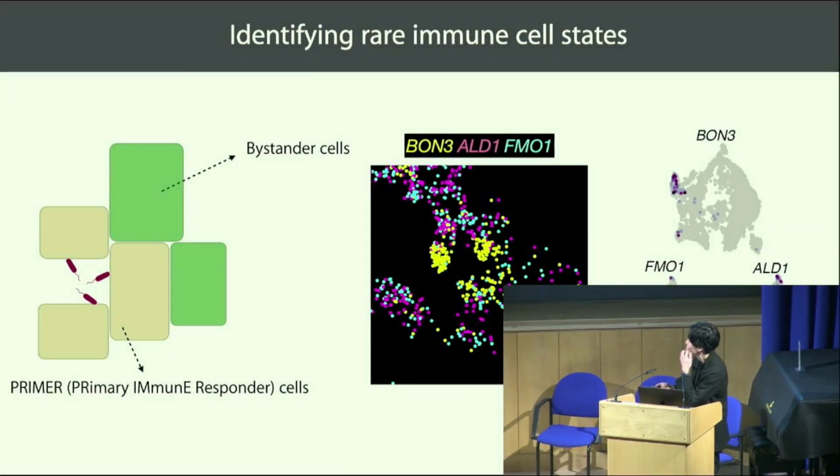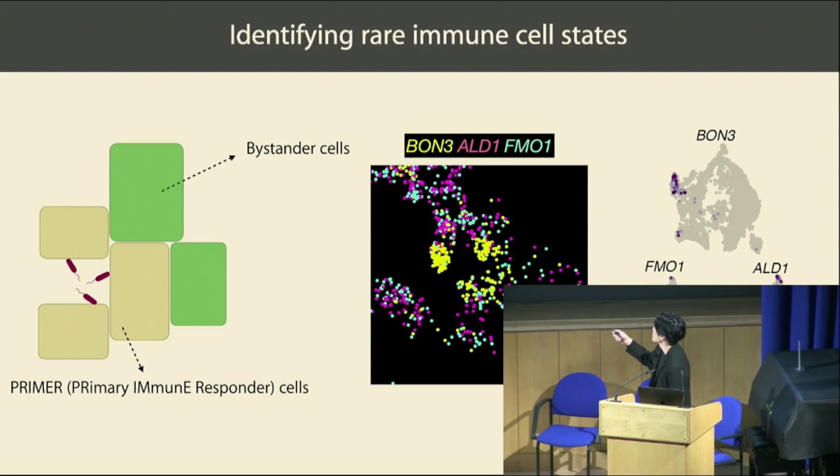So to cut a long story short, we think we identified two fundamental immune cell states. One is a cell that is in direct contact with the pathogen. We call them primary immune responder cells, or primer cells. The other state includes cells surrounding those primer cells, so we call them bystander cells. So it's conceptually very simple, right? But they are fundamentally in different situations, and now we know the rich molecular information to differentiate them.